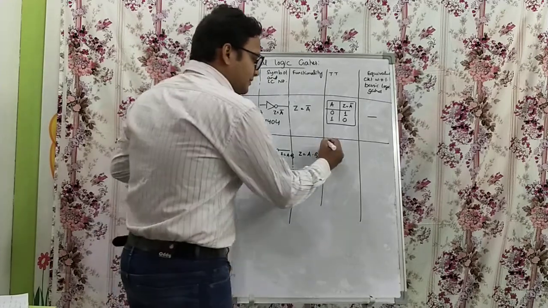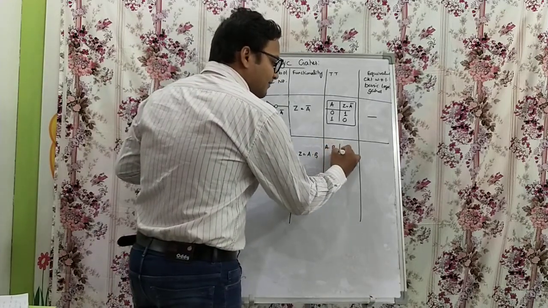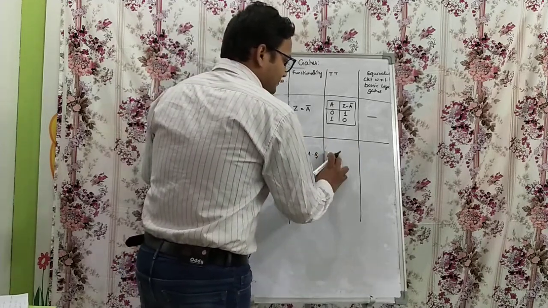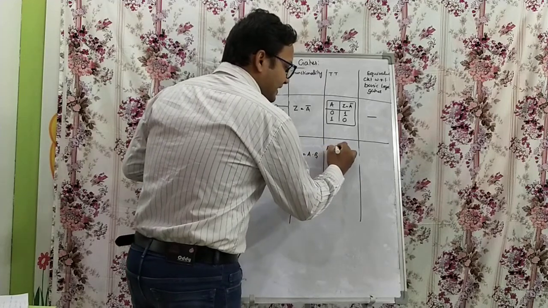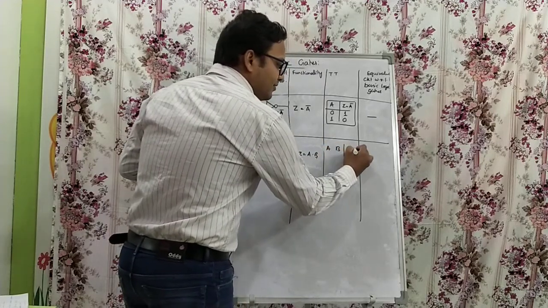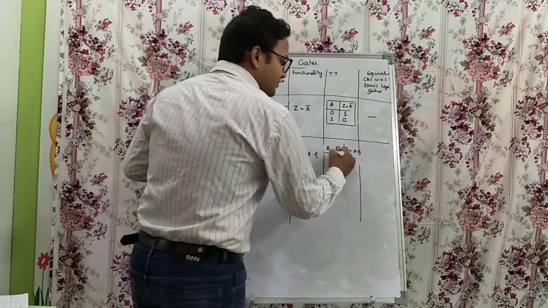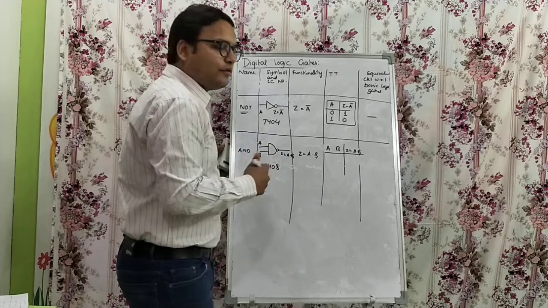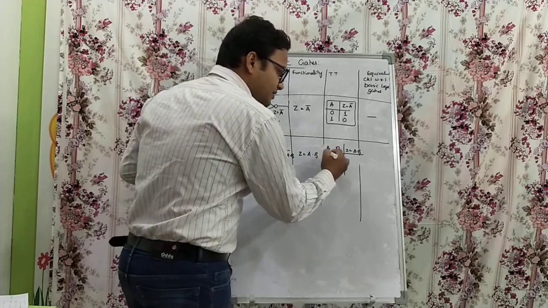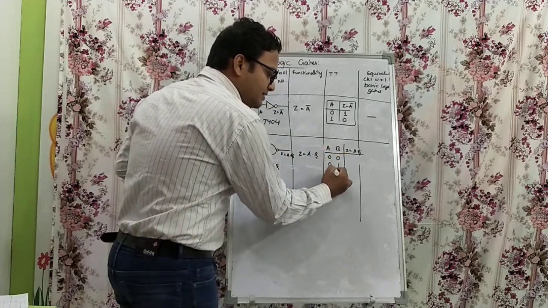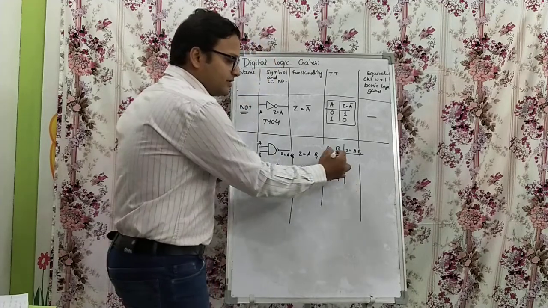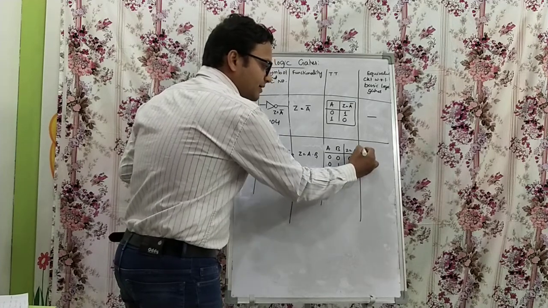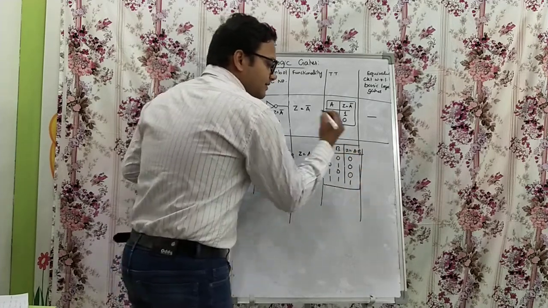Next, the truth table. Obviously a combination of two inputs A and B, Z equal to A and B. Two inputs, two variables, obviously 2 squared, 4 combinations. The combinations are 00, 01, 10, 11. With the AND operation: 0 0 gives 0, 0 1 gives 0, 1 0 gives 0, 1 1 gives 1. So what do you understand from this?